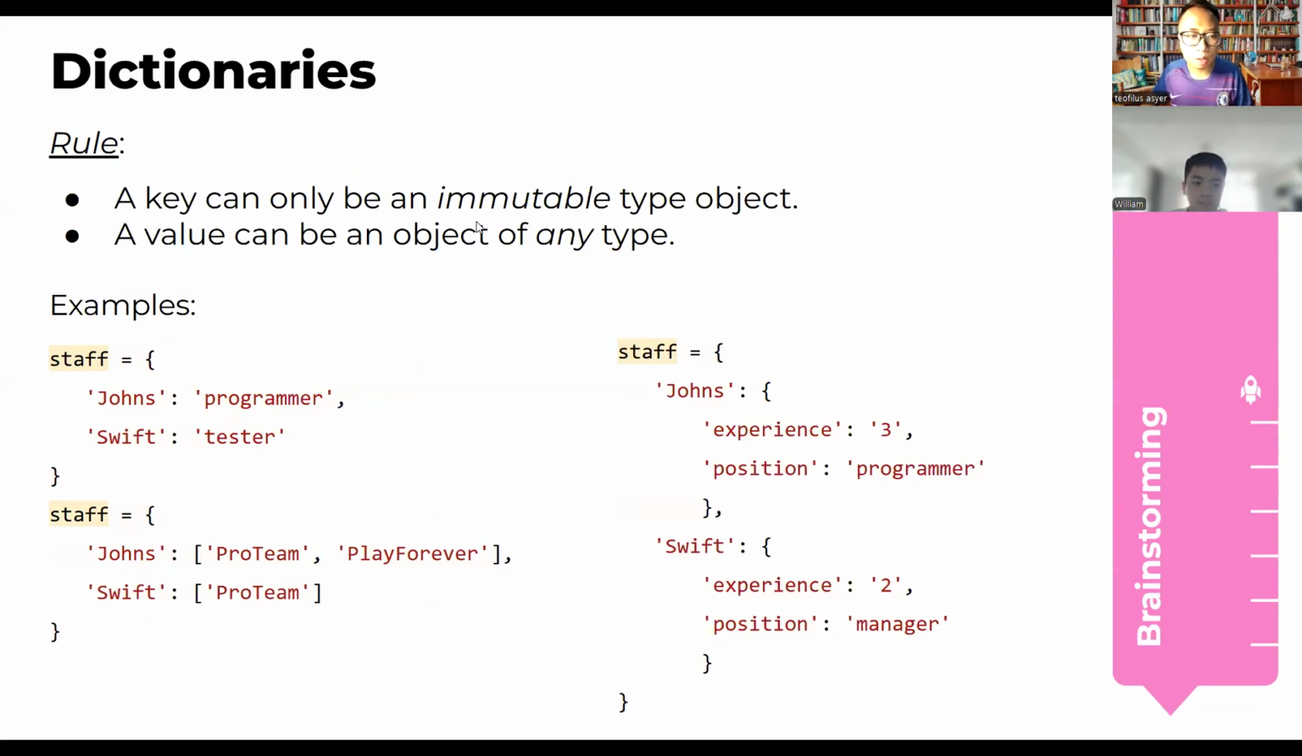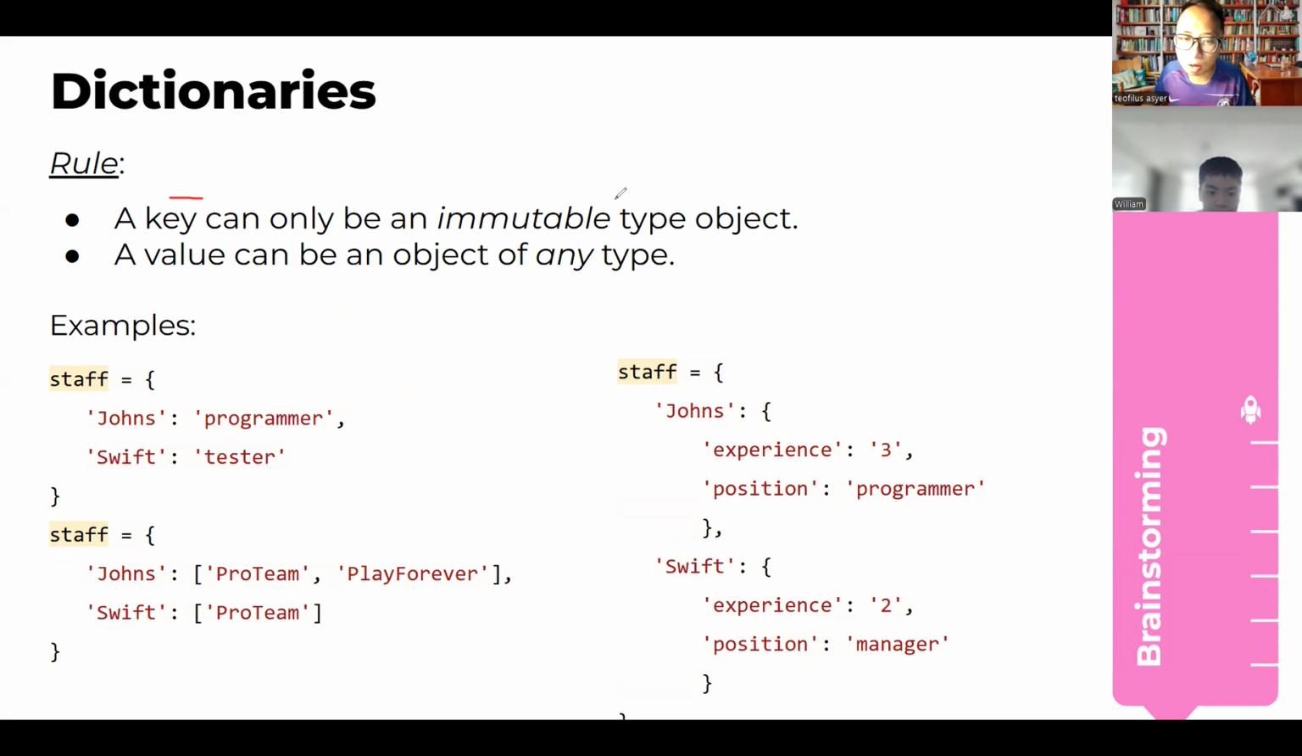This is what I already told you before, right? The keys of dictionaries can only be immutable type objects, but values can be anything. Okay, let's continue.